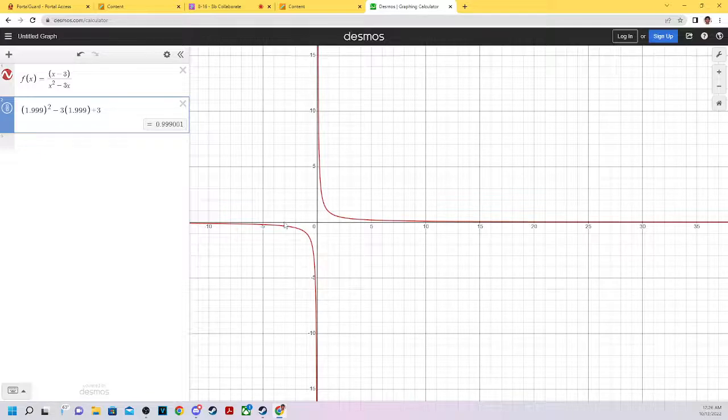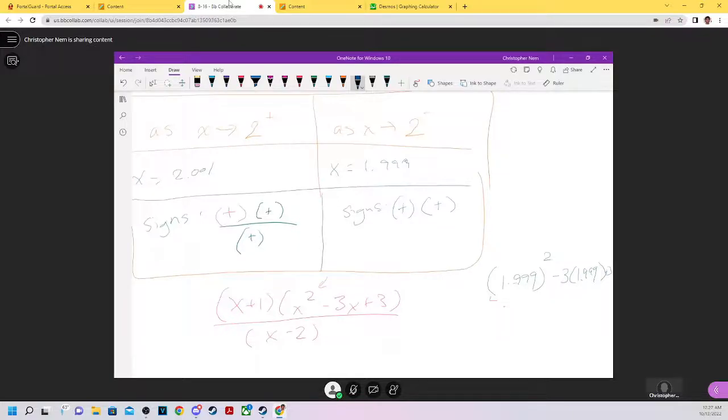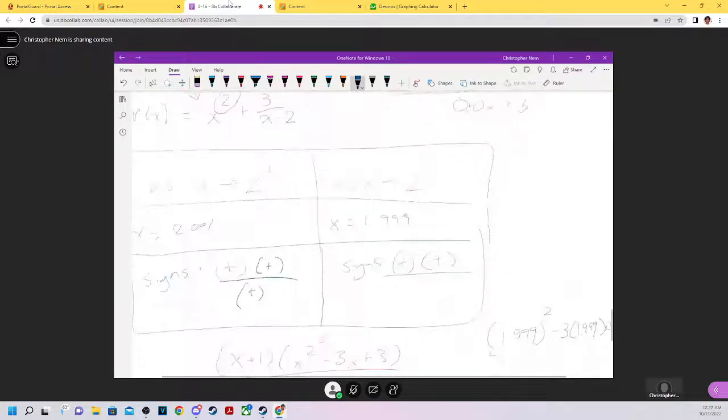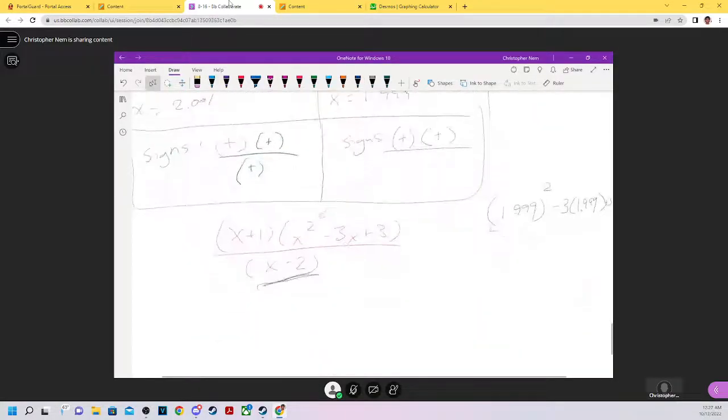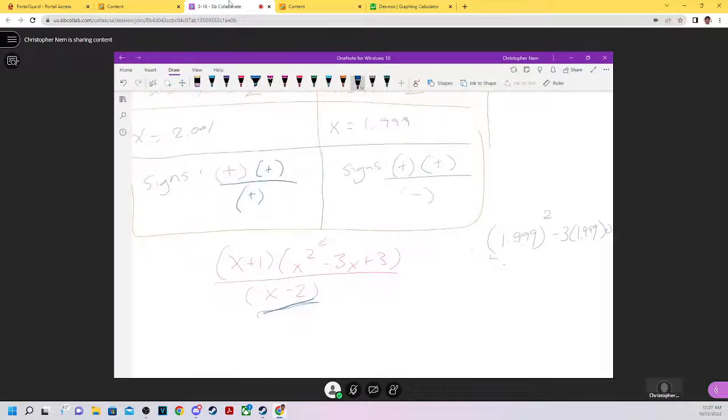This is actually a good time to verify the other calculation that we did, which was 2.001, 2 from the right. Is it also going to be positive? Let's see if we did our math correctly. So it is positive. Yep. So they're both positive at the end of the day. Actually, the numerators are all positive, and then 1.999 minus 2, that's the denominator, that's going to be a negative. So boom.